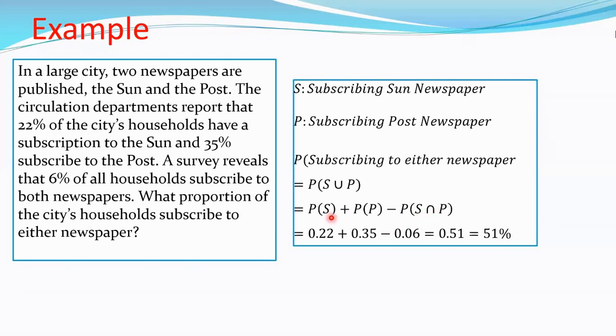All the probabilities are here. Probability of S is 22%, 0.22. Probability of P is 35%, 0.35. And both subscriptions, 6% of the households, 0.06. That is 0.51. So there is a 51% chance that a household will subscribe to either one of the newspapers, right?